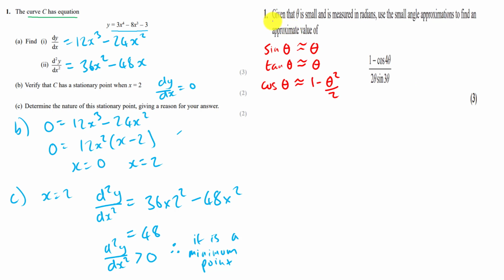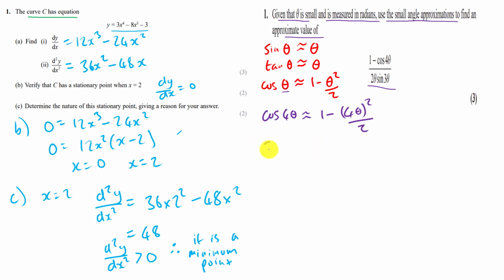Now look at this next question one. Given that theta is small and measured in radians, use a small angle approximation to find an approximate value of this expression. Well, now you need to remember these small angle approximations. So sine theta is approximately theta, tan theta is approximately theta, and cos theta is approximately 1 minus theta squared over 2. So we can use this information. If we think cos 4 theta, and we substitute the 4 theta, that's approximately 1 minus (4 theta) squared over 2.